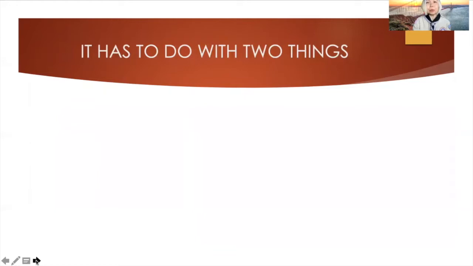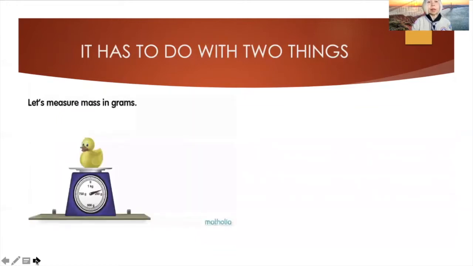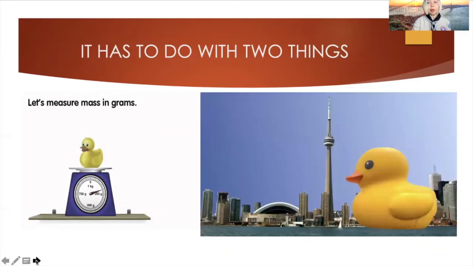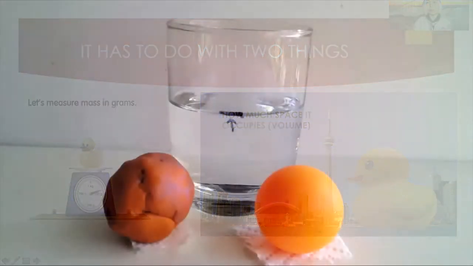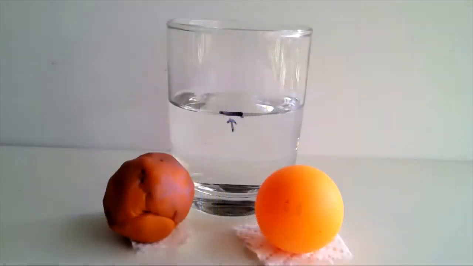It really has to do with two things. How much something weighs, that is its mass, and how much space it occupies. It's called volume. So there are two things to be considered here. One is the mass of an object, or how much it weighs, and also how much space it actually occupies. To illustrate this, we have two objects that are about the same size. One of them happens to be a ball of clay, and the other happens to be a ping pong ball. They look to be about the same size.